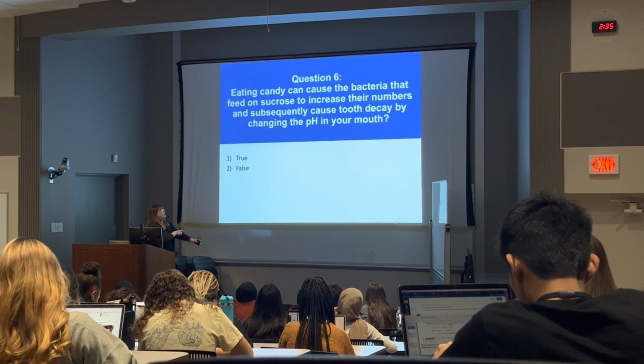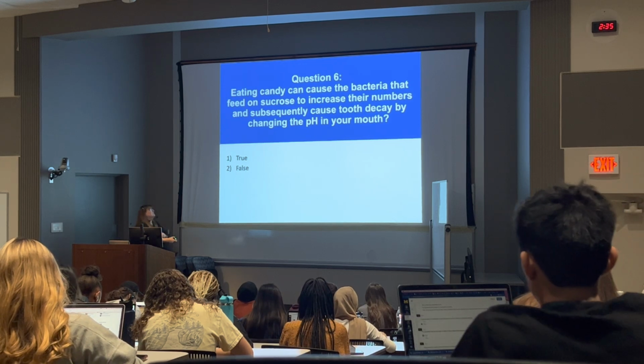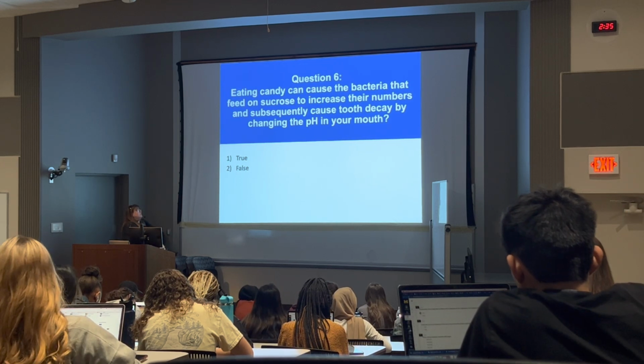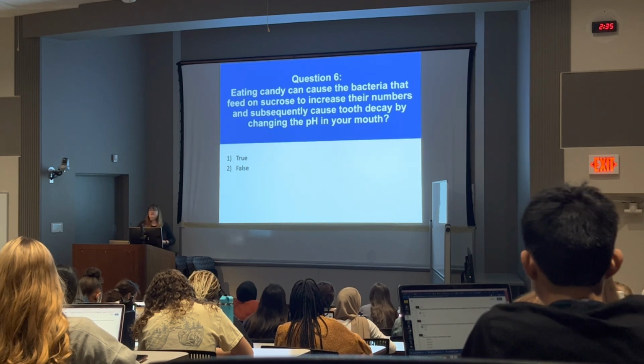Eating candy can cause the bacteria that feed on sucrose to increase their numbers and subsequently cause tooth decay by changing the pH in your mouth. True.